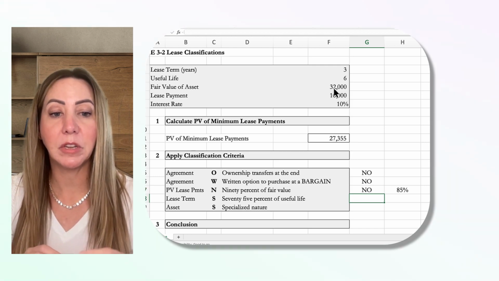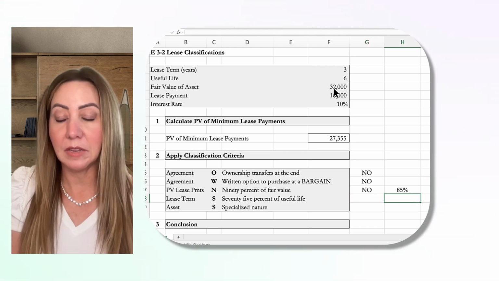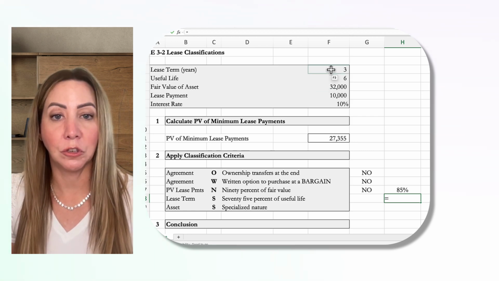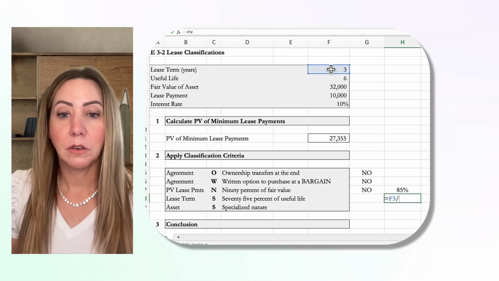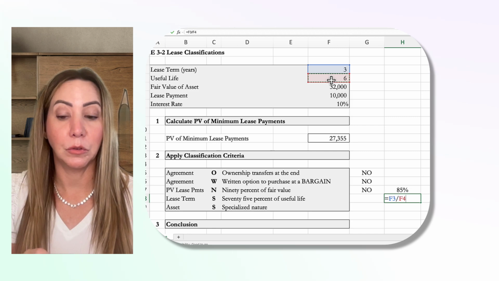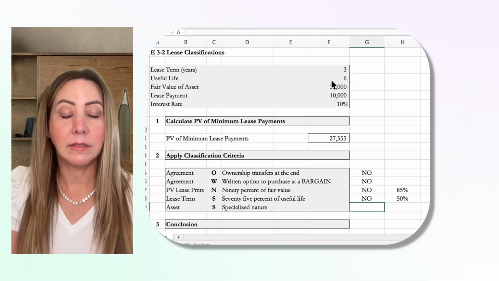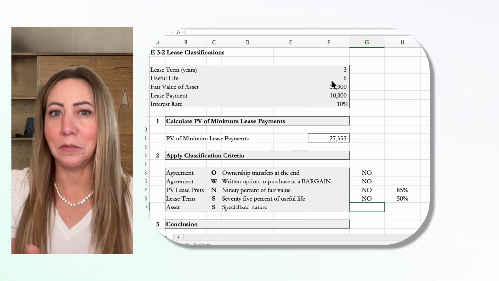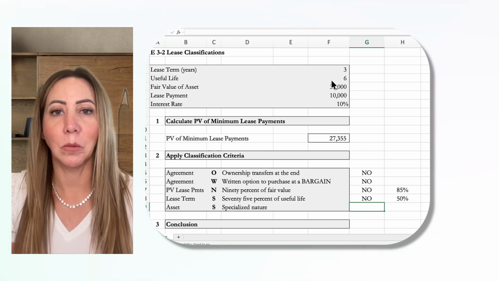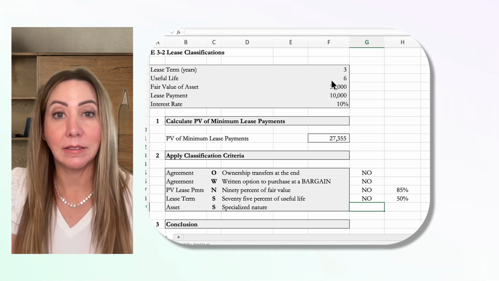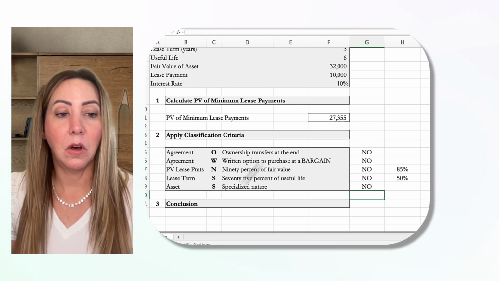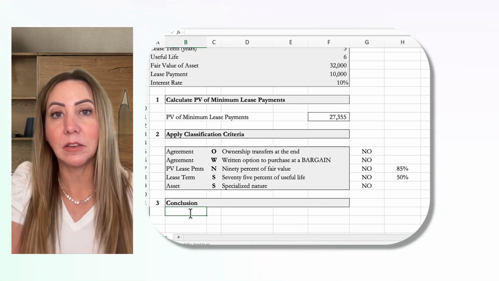So the 75% of the useful life test, we'll do the same thing. Is the lease term of 3 years greater than 75% of the useful life? And here we get, it's actually 50%, so that's a no. And the specialized nature of the asset, this would be very similar to kind of the plane question. Is it an airplane? That's pretty specialized. They didn't tell us that, so we can assume no. And so all 5 of these are no, which means this is considered an operating lease.